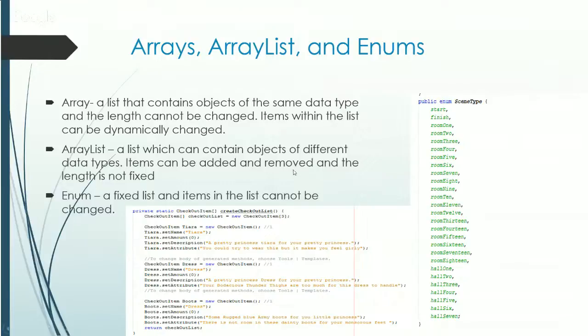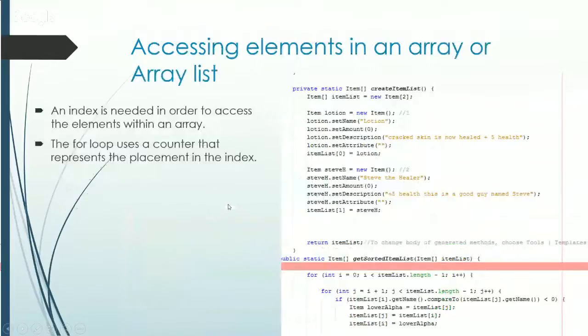So that's just some examples of how you would want to use each of those arrays and how they're implemented in code. An array doesn't necessarily do all that much unless you can access the elements within the arrays. So this is just an example of how I was able to access the elements within my array.